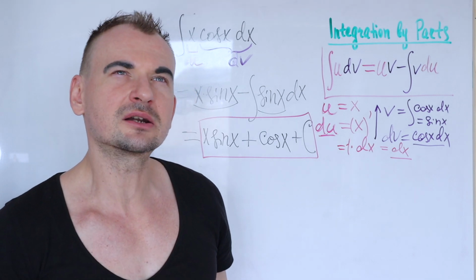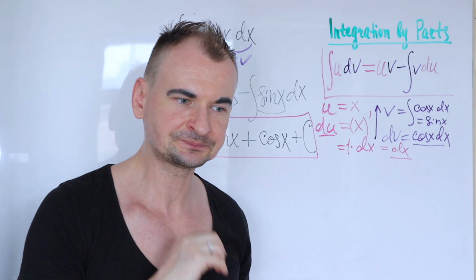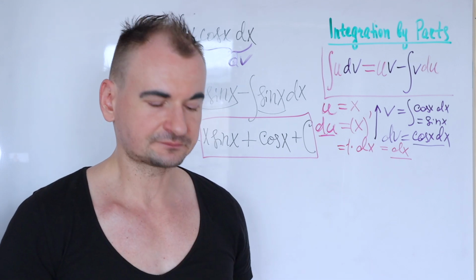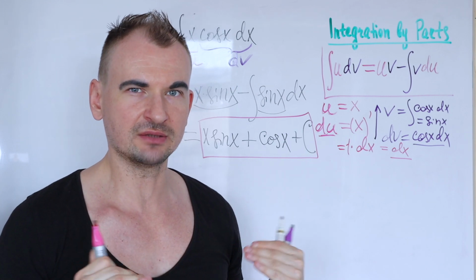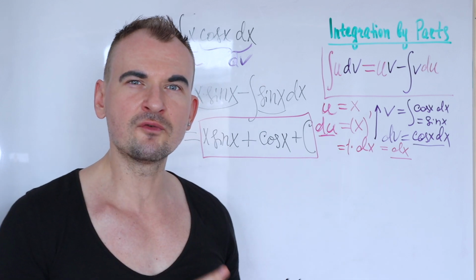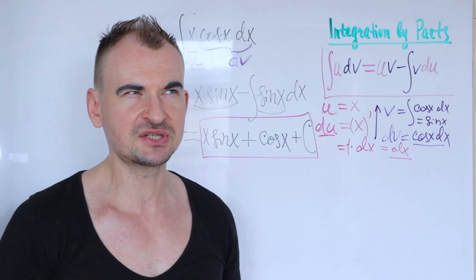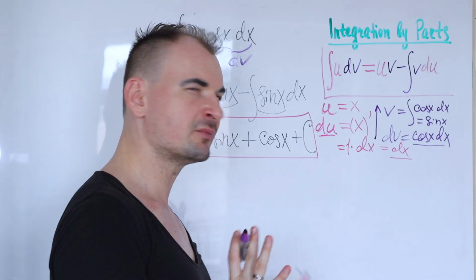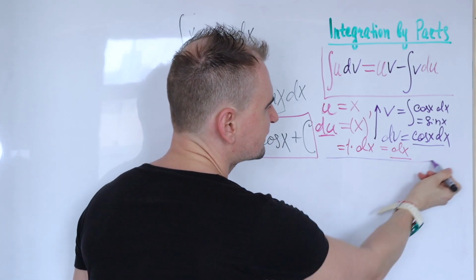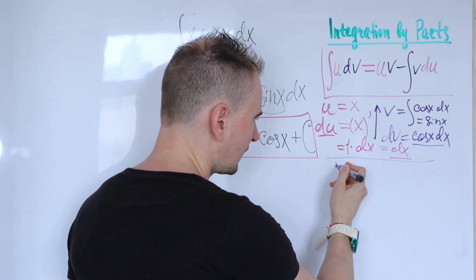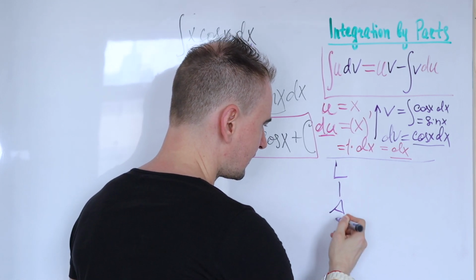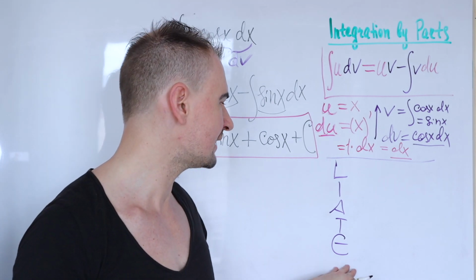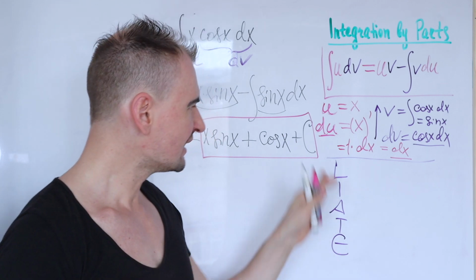Now, one little remark I would like to toss out at you about picking this u, what I was talking about before. There is another kind of mnemonic device to help you select this u. You could come across this mnemonic device and you could use it if you like. I will just give you a quick glimpse into these things. It's called LIATE. Anyway, this is an acronym.